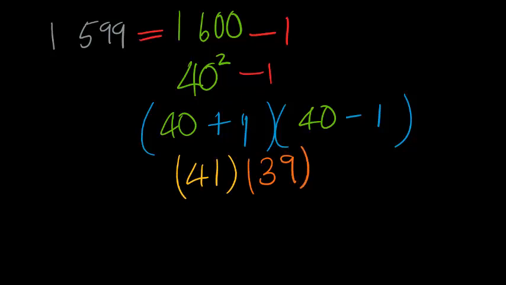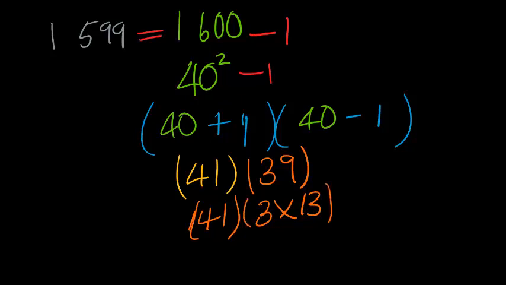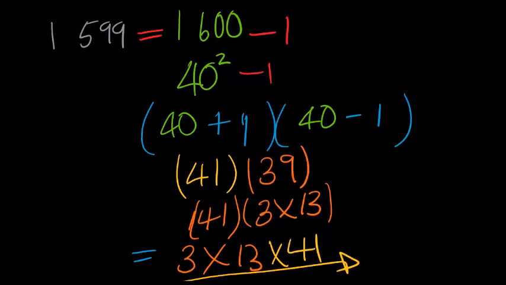All right, so let's see. 41 is a prime number already, so the only one we can factorize is going to be 39. That is 3 times 13. And 41 stays the same. Okay, my color is wrong. All right, so my final answer is then going to be 3 times 13 times 41. And that's your final answer.